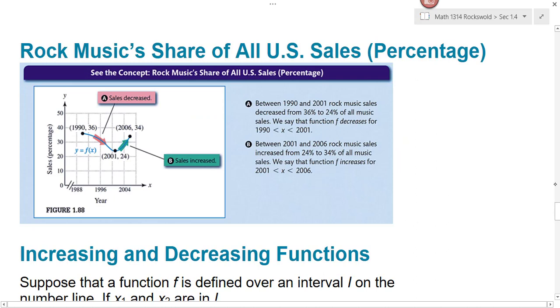Rock music share of all U.S. sales. Notice the function right here that represents the sale of rock music from 1988, it looks like, or 1990 to 2006. It's not a linear function because it's not a straight line. Furthermore, this function is decreasing in part of it. If we read from left to right, our function is decreasing here, then it reaches a low point, and then it starts increasing. Nonlinear functions can change from increasing to decreasing.